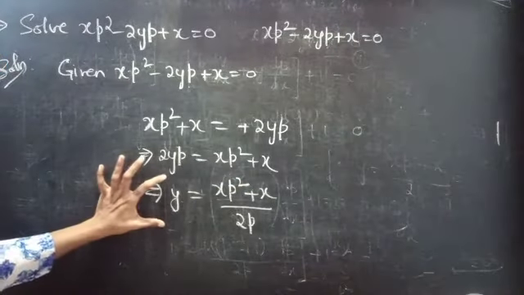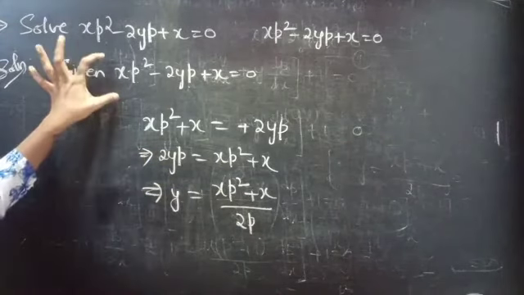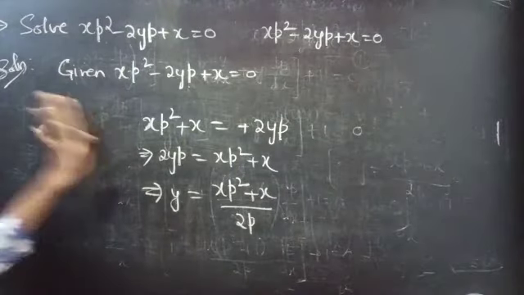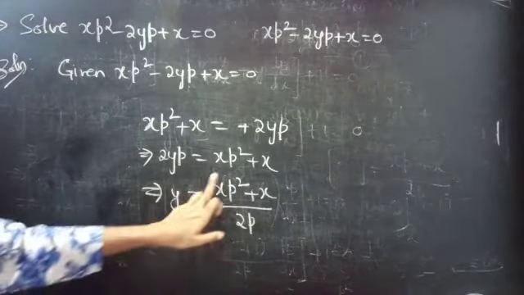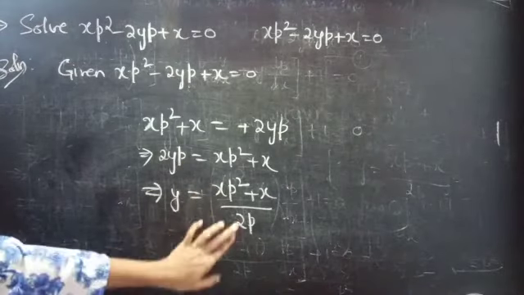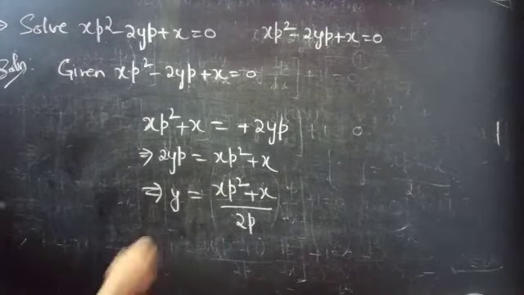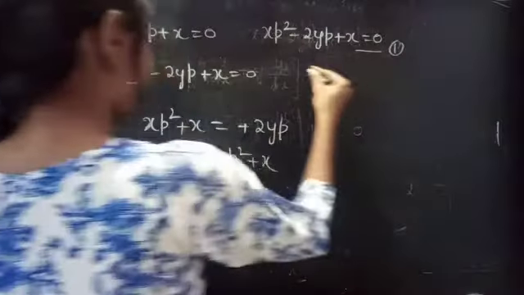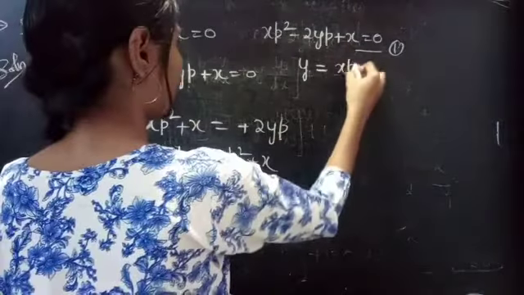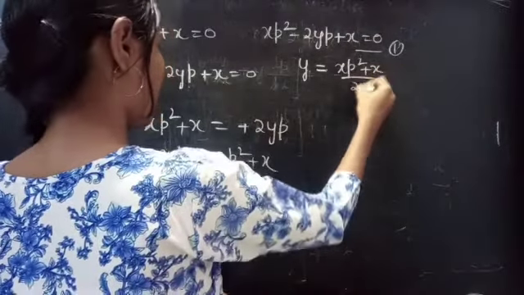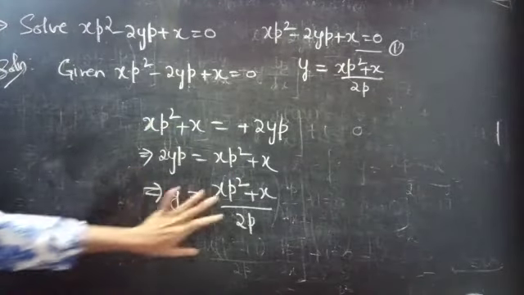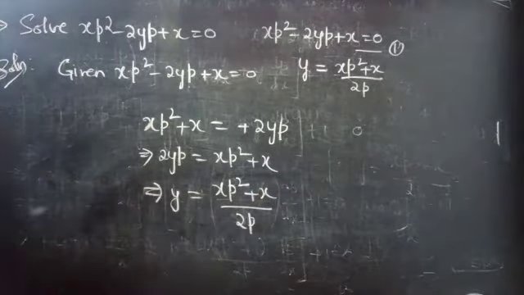You can differentiate this with respect to x, or you can directly differentiate the given differential equation with respect to x, and later we can change y by this. We can simply replace y by (xp square plus x) by 2p. This is equation 1, and from this we have y equals (xp square plus x) by 2p. In order to reduce the complexity, we'll use this later.